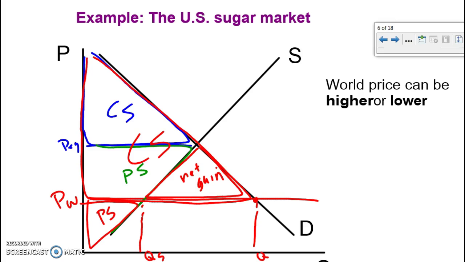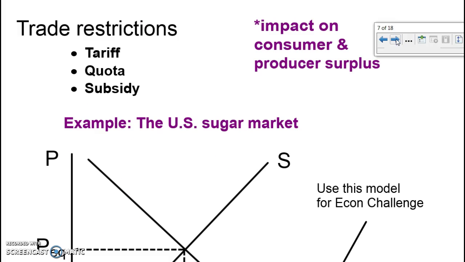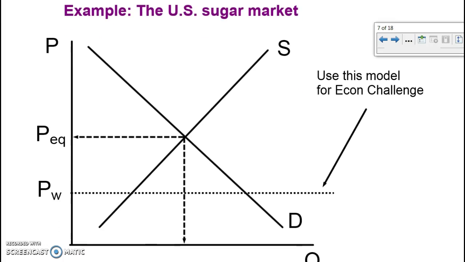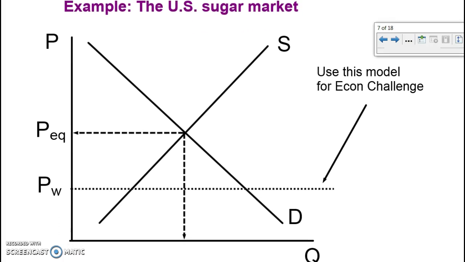Okay, so that's a nice little illustration of what happens, but of course the producers are going to be very unhappy because of this situation, so they're going to lobby for trade barriers, and trade barriers are going to impact the size of the consumer and producer surplus. The trade barriers or trade restrictions that we talk about primarily are tariffs, quotas, and subsidies.